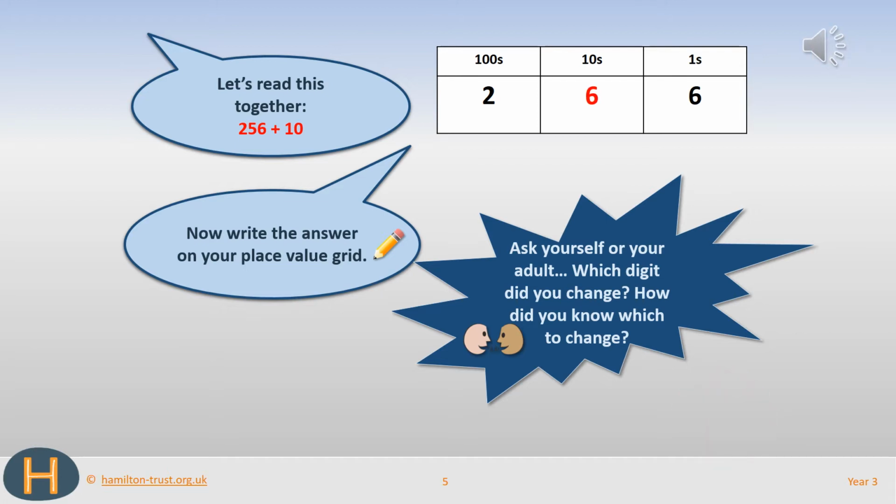So 256 add 10 equals 266. The digit that we change, the place value column that we change, is the tens column, which you can see here. The 50, when we add 10, makes 60. So altogether we get 266.